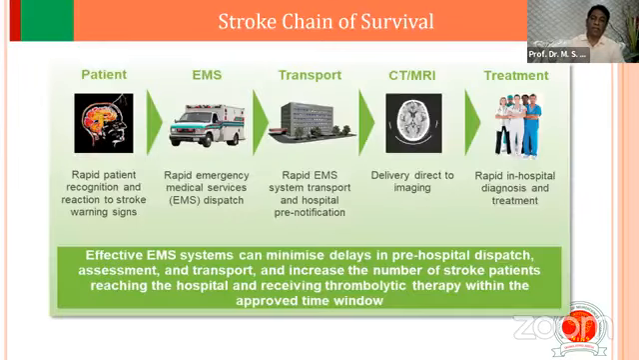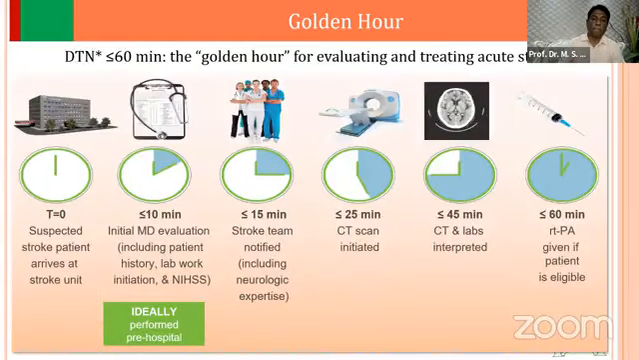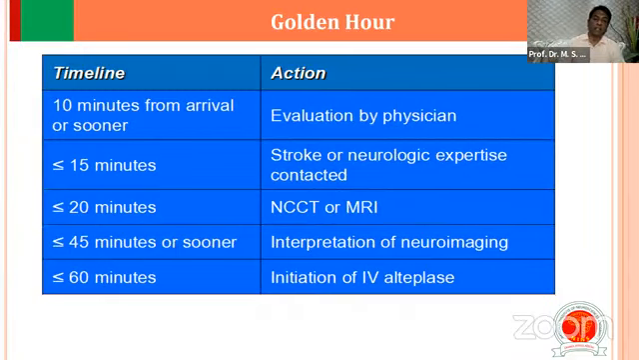Facilities required for thrombolysis: first of all, rapid patient recognition and reaction to stroke warning signs. Then we call the emergency medical service, then transport, then we reach the hospital emergency department, then we do CT or MRI and treatment by the stroke physician. There is a golden hour: within 10 minutes from arrival, evaluation by the physician. Less than 15 minutes, the stroke or neurologic expert is consulted. Less than 20 minutes, CT scan or MRI, and less than 45 minutes, interpretation of the neuroimaging, and less than 60 minutes, initiation of treatment, the ideal timing.